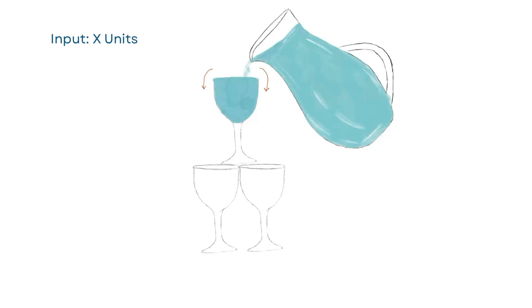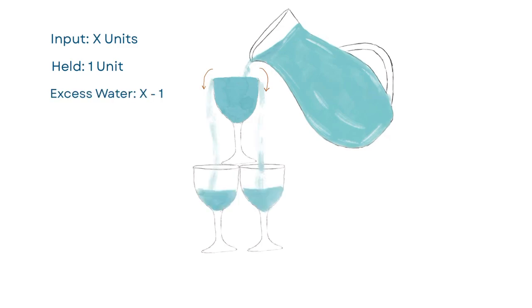If a glass receives X units, it keeps 1 unit for itself. The excess water, which is X minus 1, overflows. This overflow is split equally, half goes to the bottom left and half goes to the bottom right.